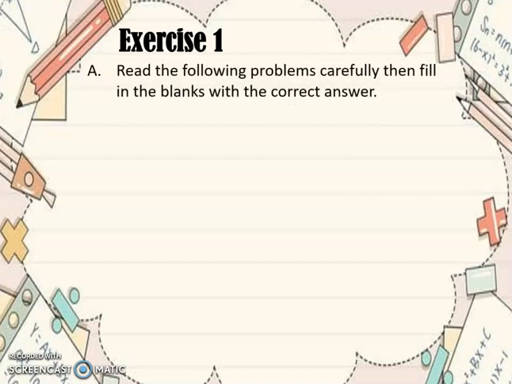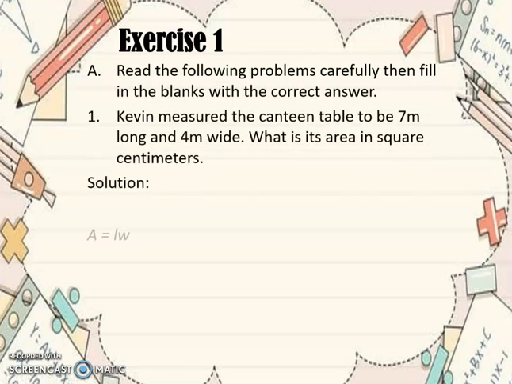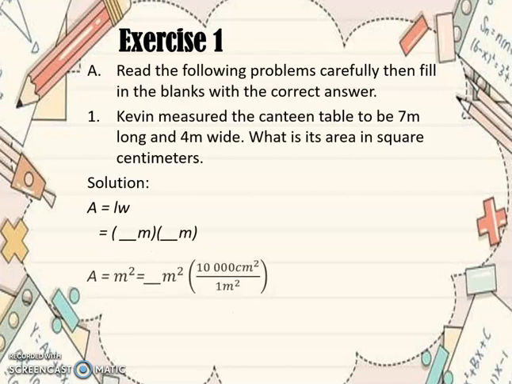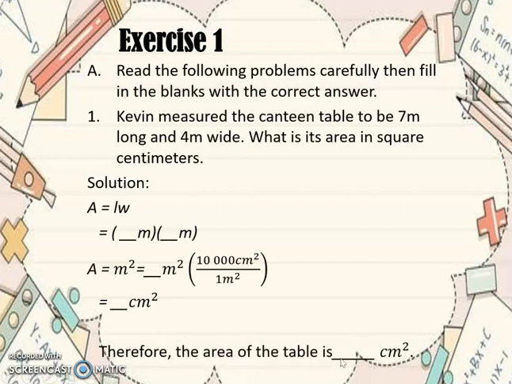For exercise 1, letter A, read the following problems carefully, then fill in the blanks with the correct answer. So class, here you have to show your solution. So as you can see, there is already a solution. You will just write on the blanks. So you have to show your solution, not just the answer only. So you have to follow this. So the solution in number 1, you have to follow it as a final answer. Square centimeter. So therefore, the area of the table is blank.